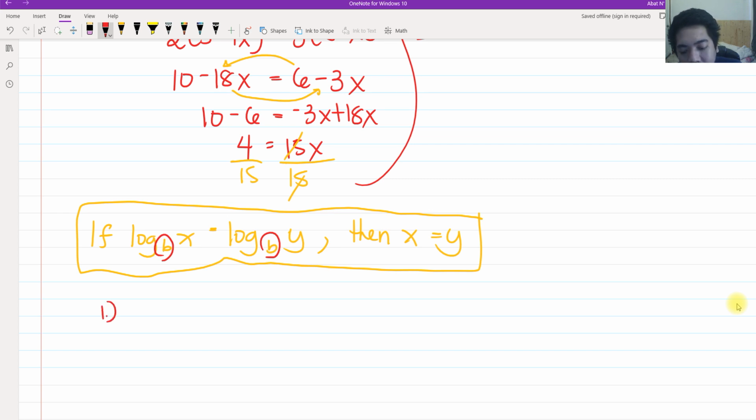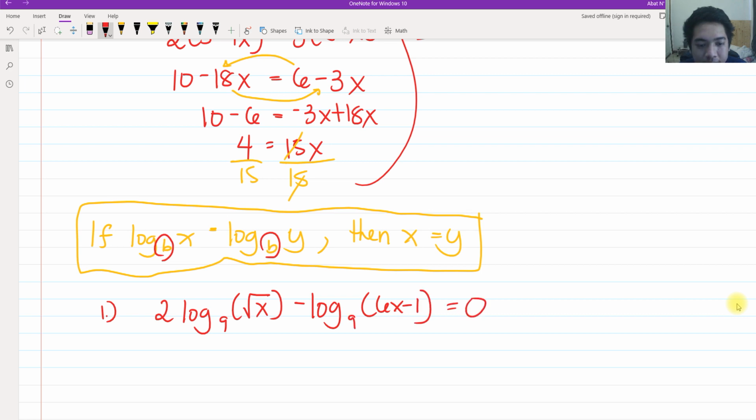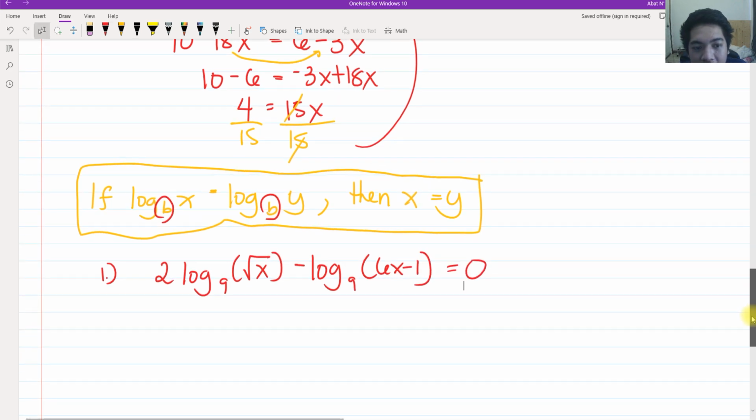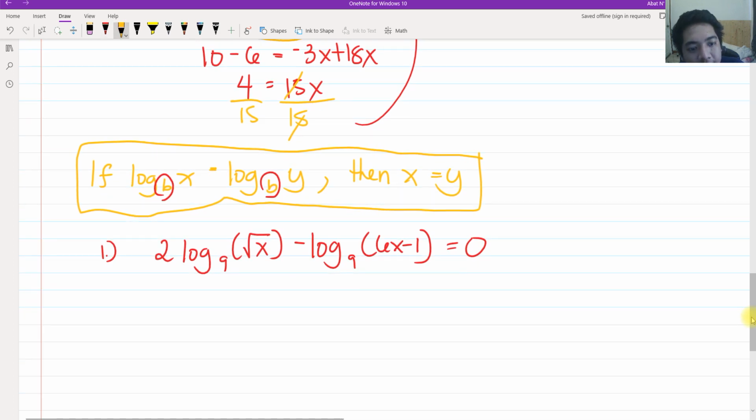So for number 1, we have 2 log of the square root of x with base 9 minus log of 6x minus 1 base 9 equals 0. Okay. So they have the same base, which is 9, so we can apply this formula. But before applying that formula, we need to make sure that we've simplified the logarithms through the logarithm properties.